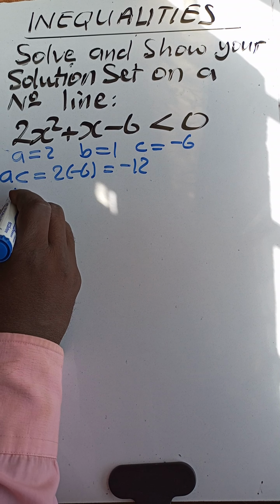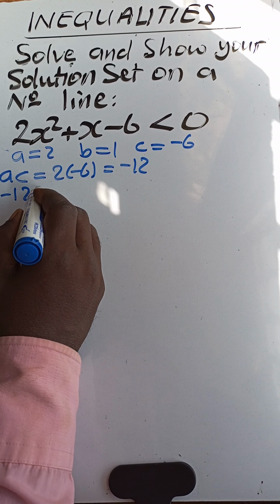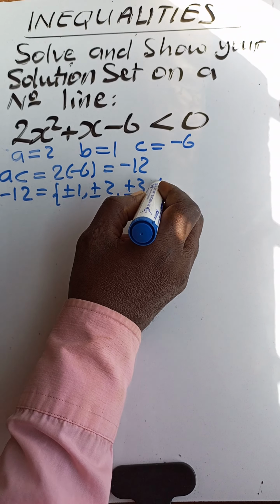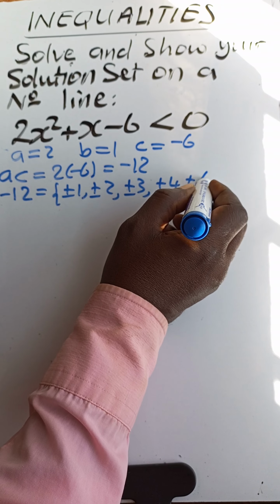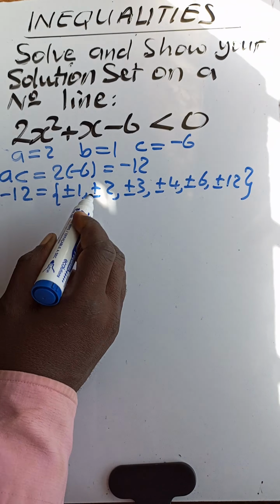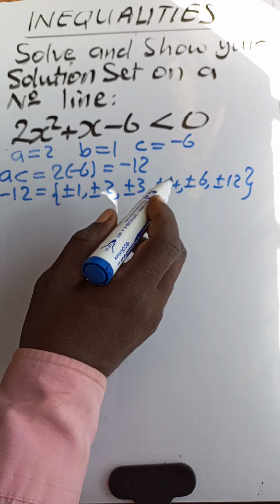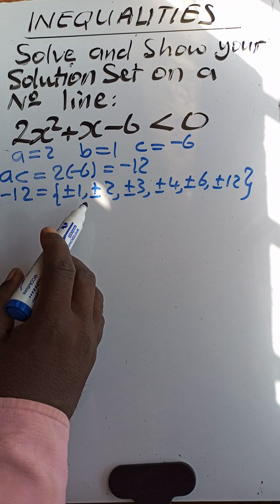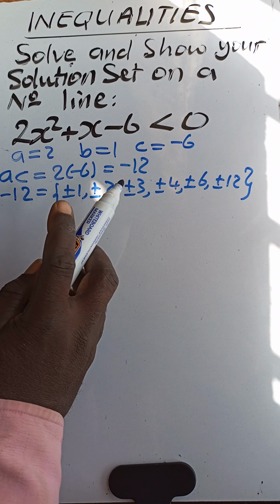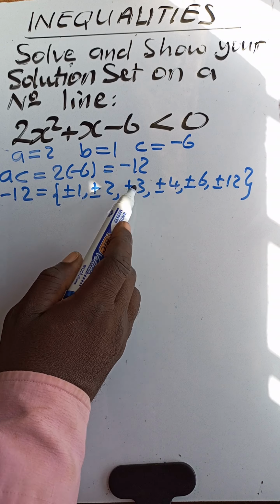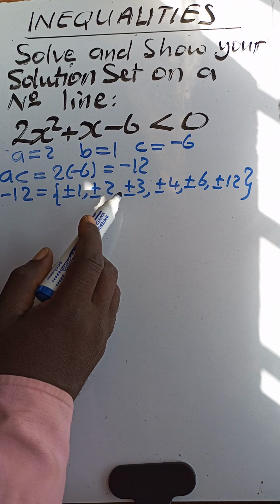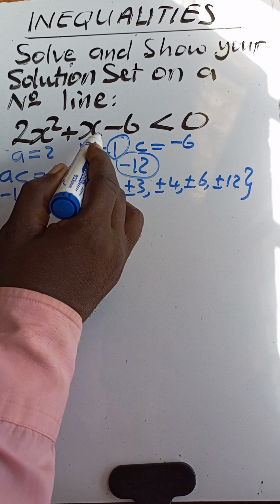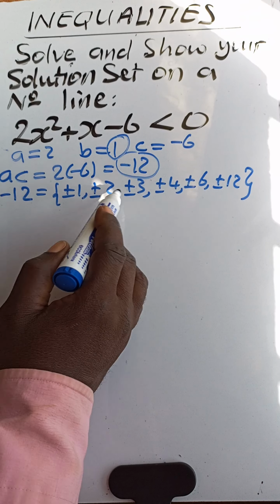All right. So we look for the factors of negative 12. We have plus minus 1, plus minus 2, plus minus 3, plus minus 4, plus minus 6, plus minus 12. There are 12 factors for the number negative 12. Now we have to look in this list, and only two elements of this set will satisfy the condition that their product will give us negative 12 and their sum will give us 1.